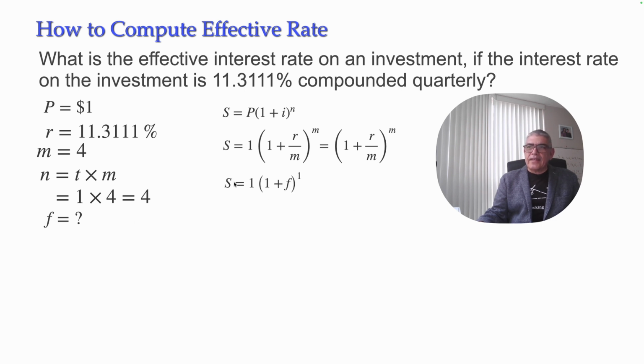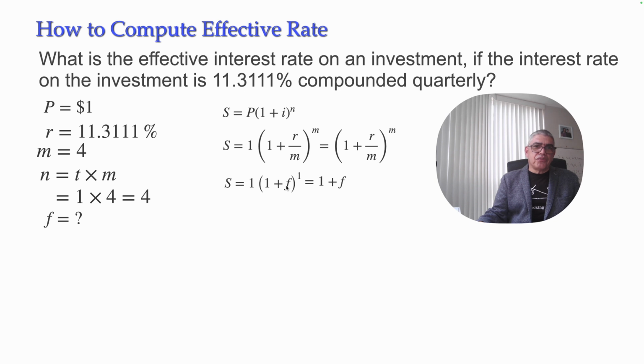the formula will be S = 1 × (1 + f)^1, because there will be one compounding period, since the effective rate is compounded annually, and we are investing $1. So this is the formula of future value if we invest $1 using the effective rate of interest. So we can write 1 + the effective rate of interest. This is the amount that we're going to have at the end of 1 year if we invest $1 using the effective rate of interest.